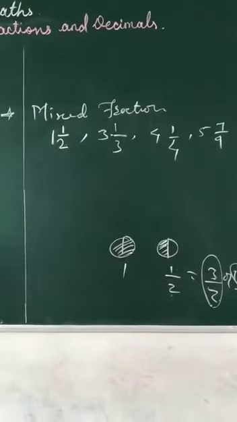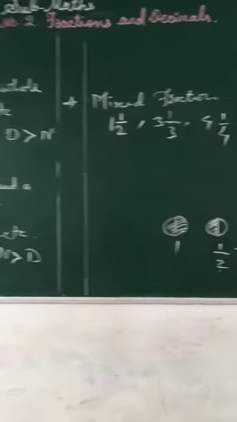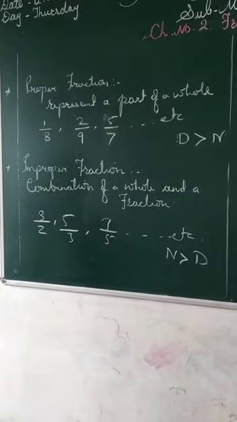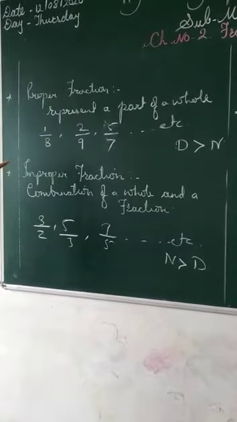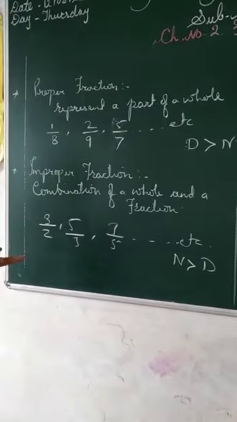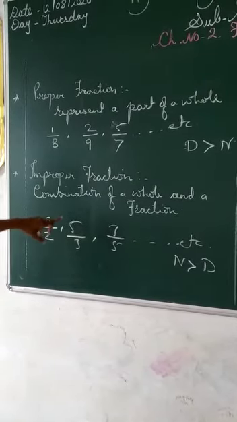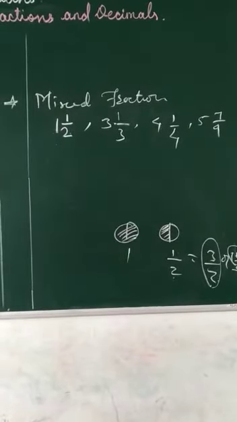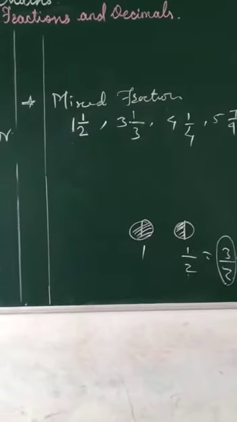So today we have learned 3 kinds of fractions: proper fraction, improper fraction and mixed fraction. What is a proper fraction? A proper fraction is a fraction which represents a part of a whole. Remember always, when a fraction is selected out of one whole, that is called a proper fraction. And when the fraction is more than one whole, that is called an improper fraction, and it is the combination of a whole and a fraction. And what is a mixed fraction? A mixed fraction is nothing but an improper fraction, but when it is written in the form of a whole and a fraction, that is called a mixed fraction. So note this point in your notebook and try to recall.